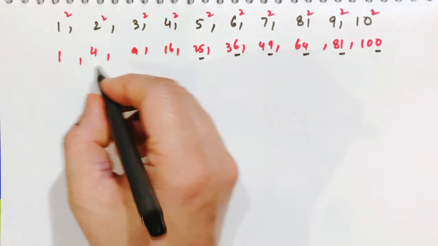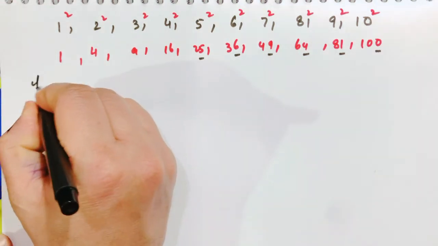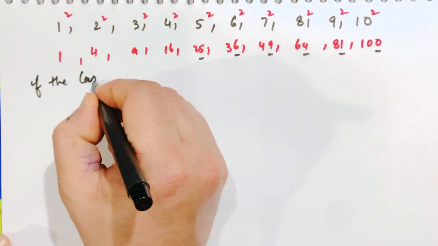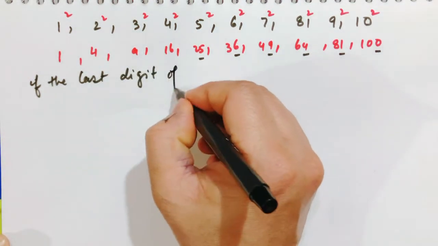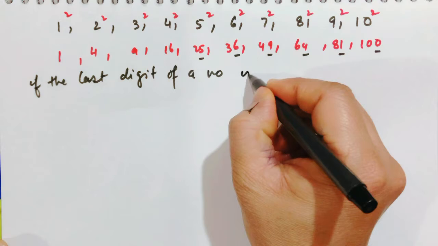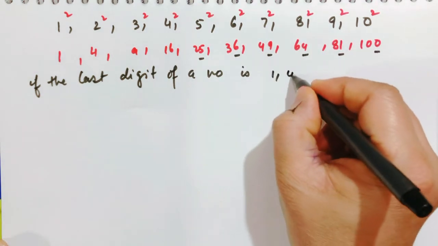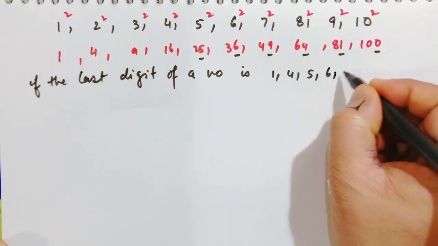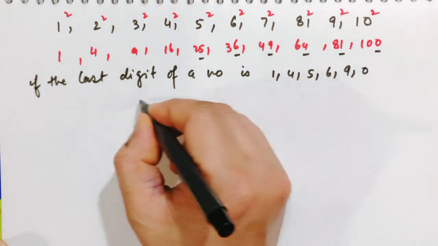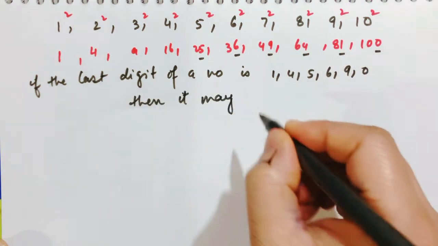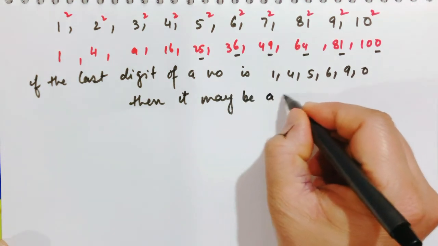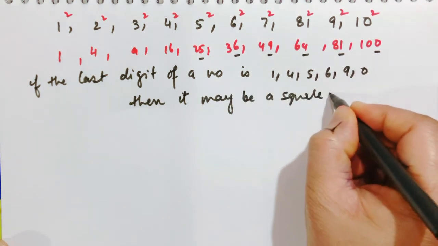So you can say that for a square number, if the last digit of a number is 1, 4, 5, 6, 9 or 0, then it may be a square number, it is not necessary that it will be, but it may be a square number.